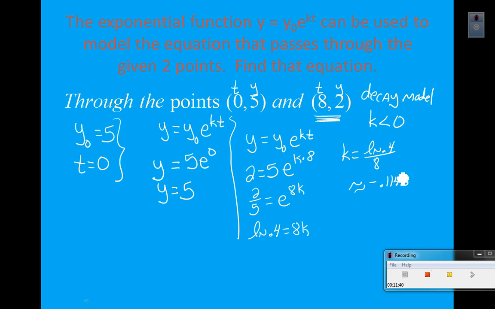So my model is going to look like this. I'm going to write my model right over here. My model is going to be y equal y sub 0, which is 5, e to the negative 0.1145t. So there's going to be our steps when it's through 2 points. Moral of the story, if you know your initial amount, take your given data and then come and use the other data. On the next one, I'll show you what happens if you don't know either of them.